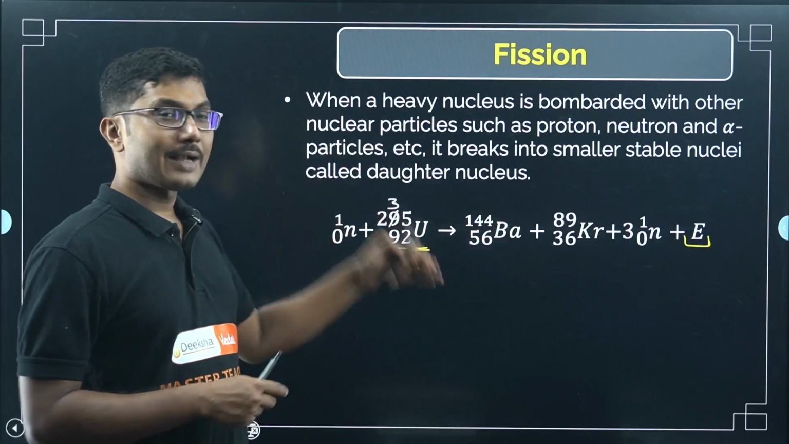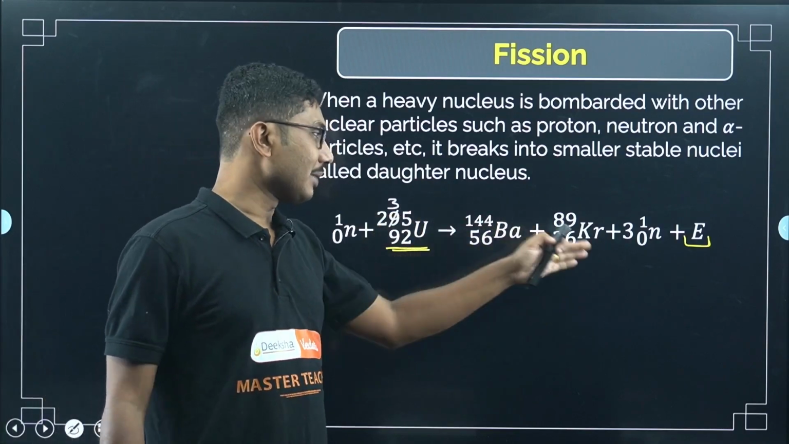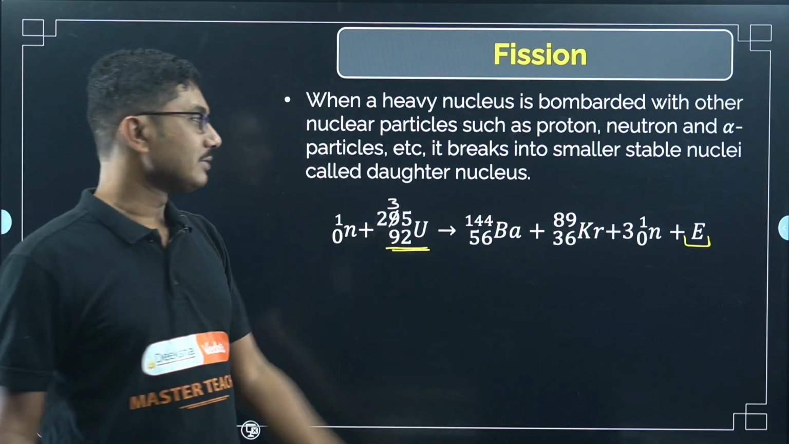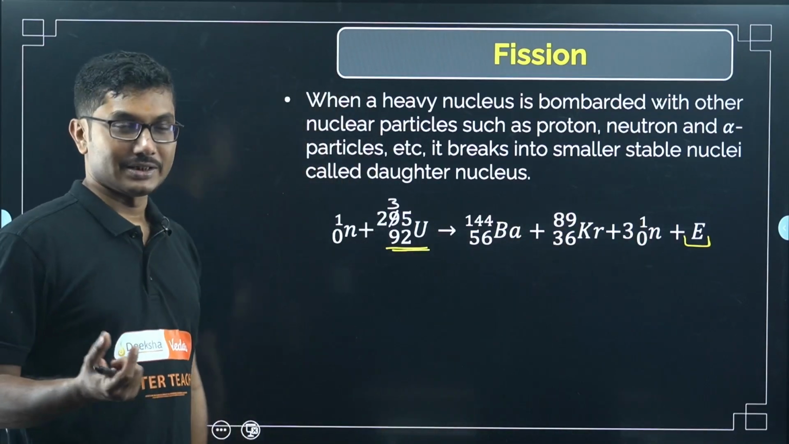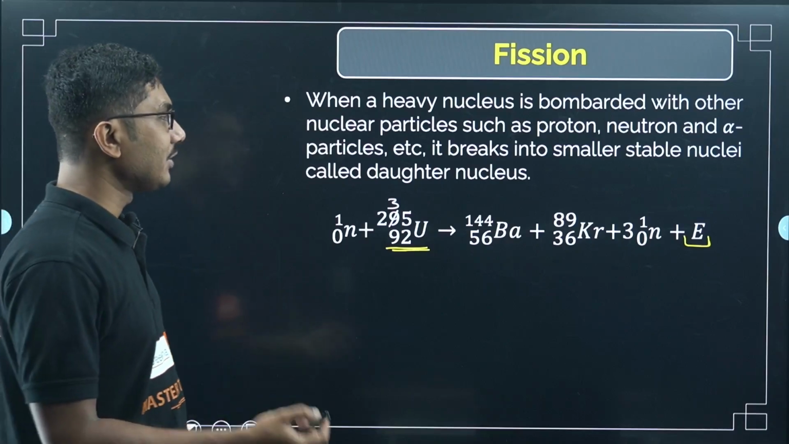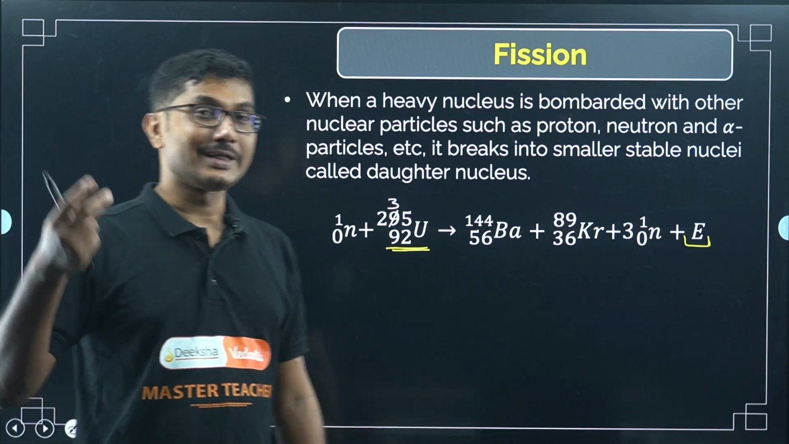That fuel is then split into different materials, and they are stable. After this process is over, we get extra energy. That energy is then converted into our useful form of energy, that is electricity.